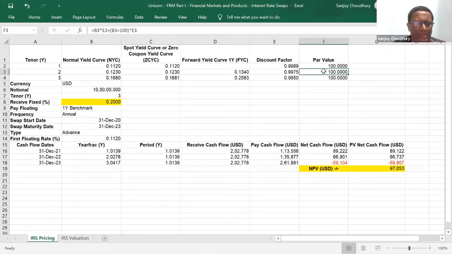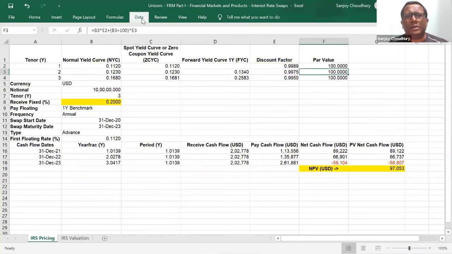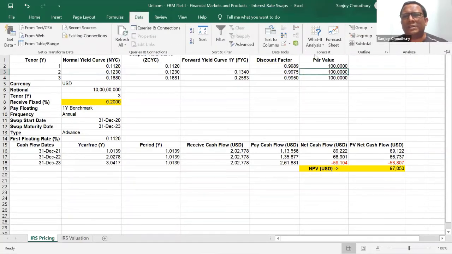Second year, you're getting 2 cash flows. First year, you're getting 0.1230 because the 2-year rate is 0.1230. That means first year on 100, you're getting 0.1230, which is multiplied by the first year discount factor, as you can see, B3 multiplied by E2. So you get the present value of the first year. Second year, the cash flow is 0.1230 plus 100, which is multiplied by E3, the second year discount factor. And then par value is computed using the bootstrapping method. In Microsoft Excel, you have Solver or Goal Seek you can use to compute the par value.